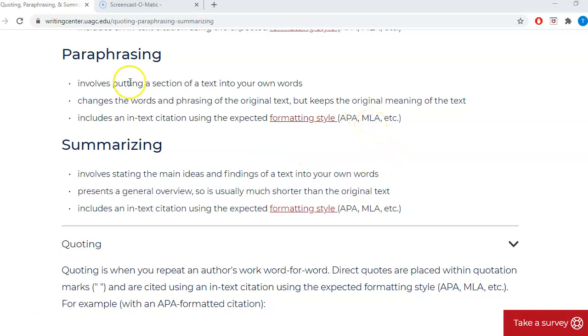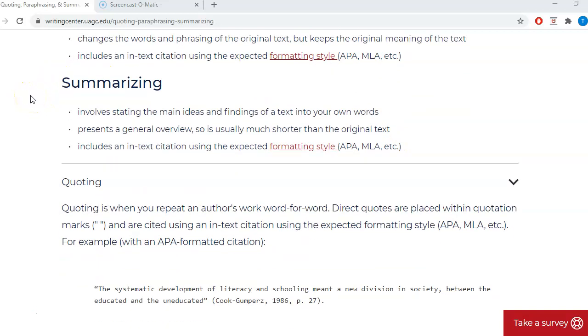MLA formatting. Summarizing is a little bit different because you're actually looking at a much larger document and pulling the main ideas and findings in your own words. It's usually much shorter, but it presents a general overview to what you're writing about. Summarizing also requires you to include an in-text citation and also an entry on your works cited page.